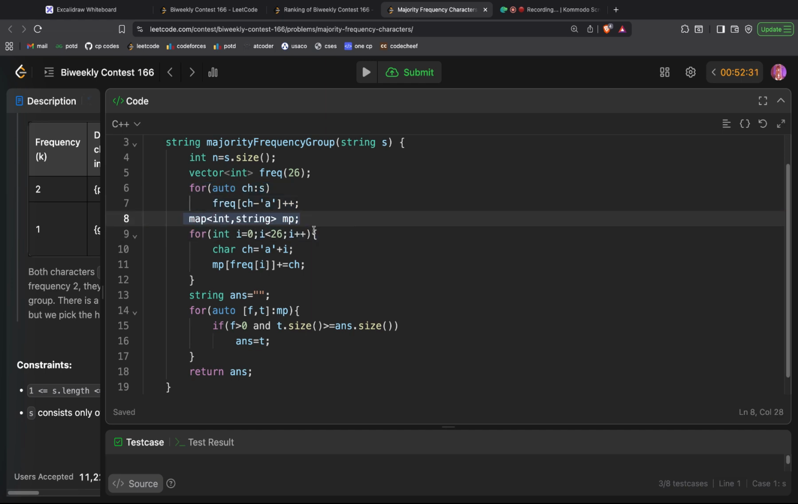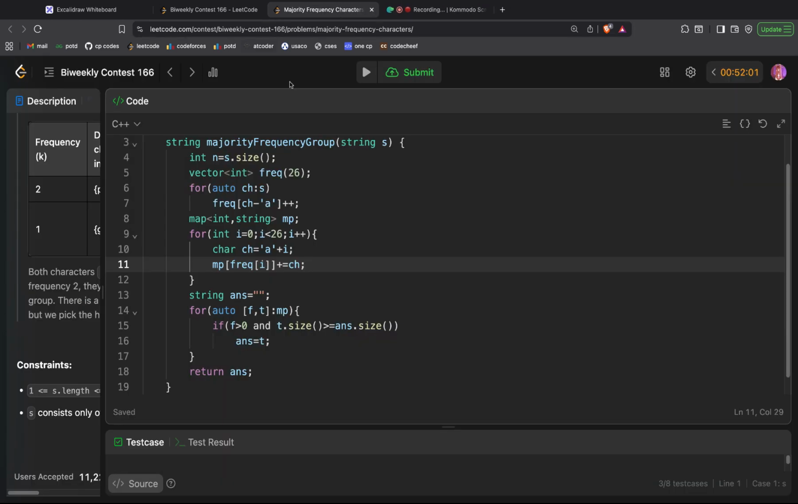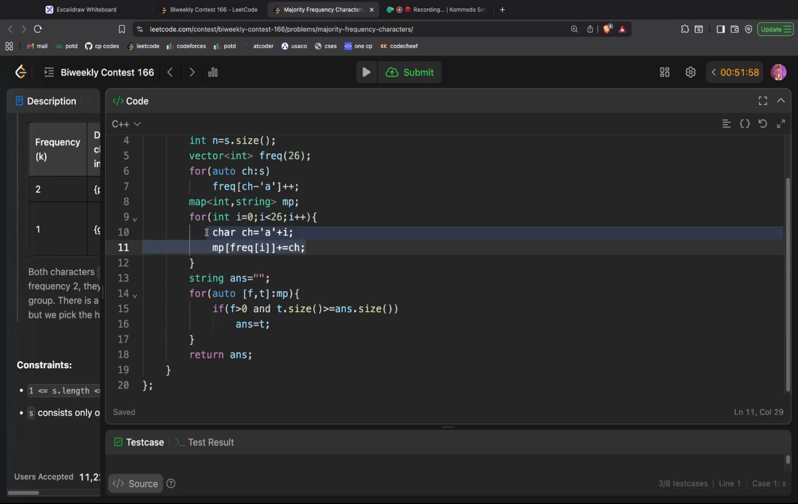Then in this map, what I did is, for each frequency, like for 2, I have to store the string that has all those characters, like this string basically. So this 2 ab, 1 cd kind of string, I will store in my map. So this would be my map. Here mp of 2 basically would be ab, and mp of 1, this frequency group, would be cd. Okay, we can close this tab. So I just stored, for all the characters, their frequency group. So i is the frequency, and ch is the character that has that frequency.